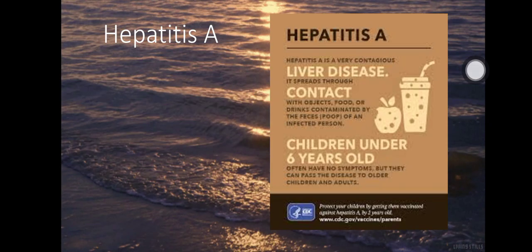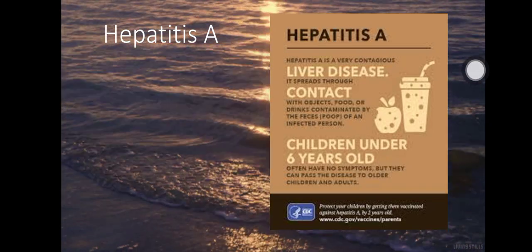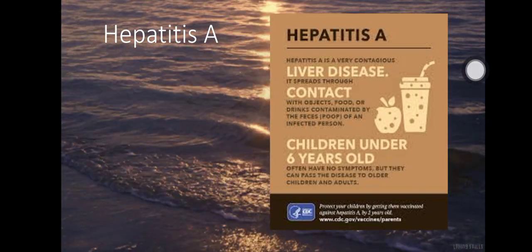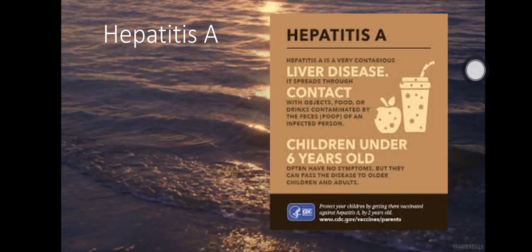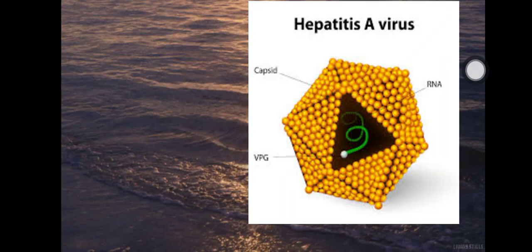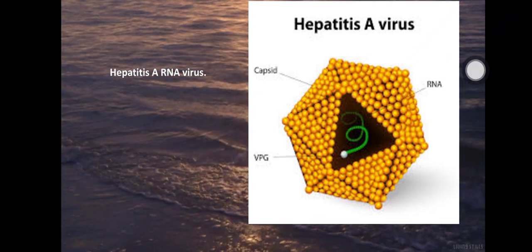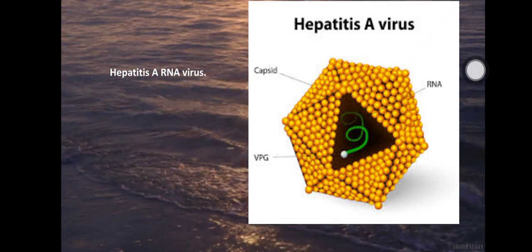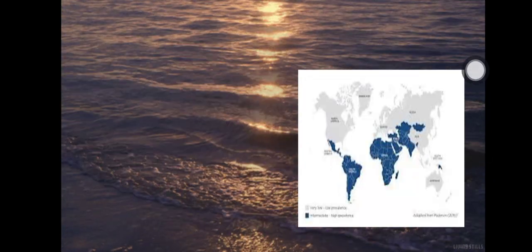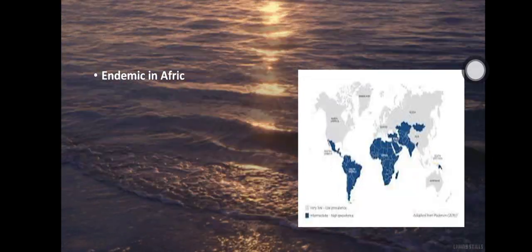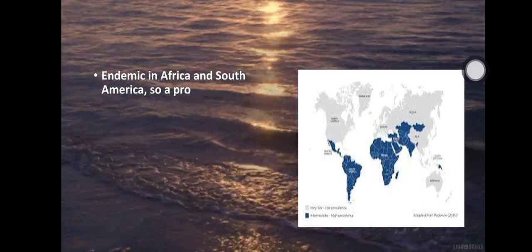It spreads through fecal-oral contact, that is, with objects that are contaminated with the feces of an infected person. Commonly seen in children under 6 years of age. It is caused by an RNA virus, a picornavirus. Hepatitis A virus is an RNA virus, and it is endemic in the blue countries.